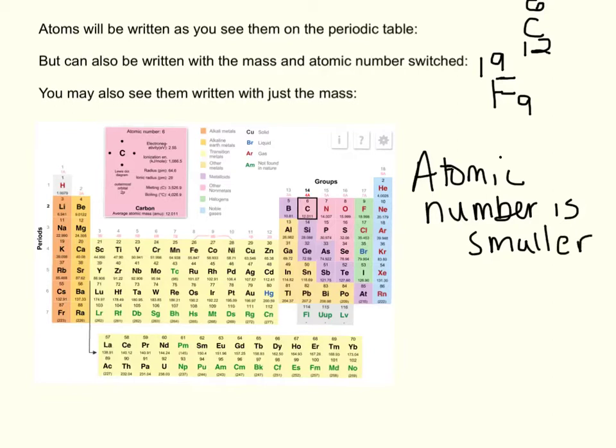You may also see them written with just the mass. So let's just look at beryllium, Be. They may just put a dash and a 9. That doesn't mean it's atomic number 9. You have to look at your periodic table and say, okay, Be, it's atomic number 4. So that 9 is its mass. I would also like you to write down these examples here so that you can have an example of how each one is written. So in case you come across something written kind of weird and you don't know what to look for, you have the examples.